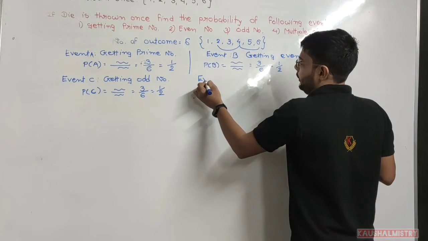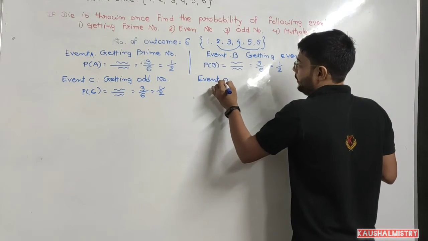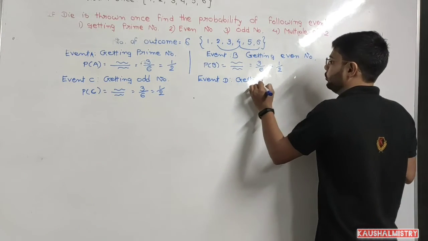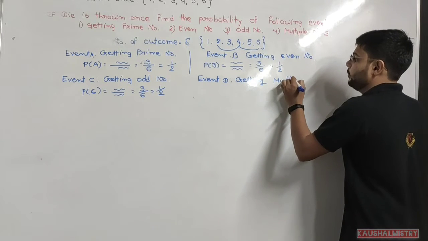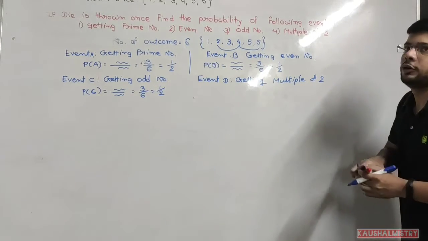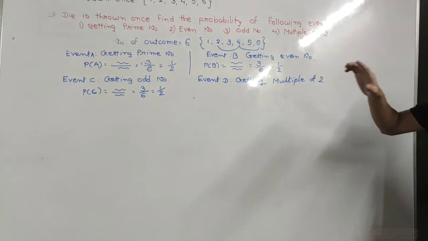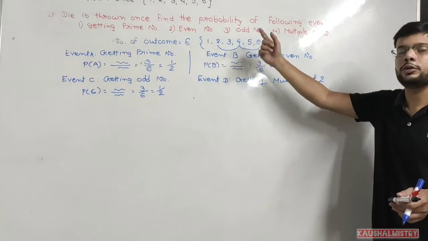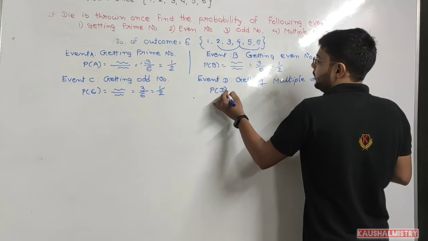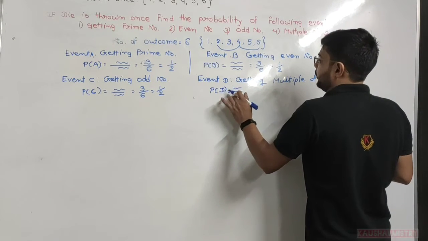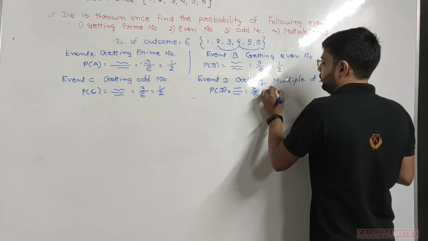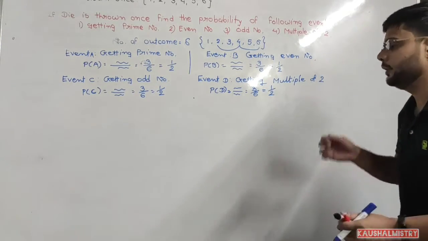And the fourth event, event D, getting a multiple of 2. Multiple of 2 means the table of 2, how many results will be there? 2 ones are 2, 2 twos are 4, 2 threes are 6. Only 3 results are possible. So P of D will be 3 upon 6, so this will be equal to 1 by 2.